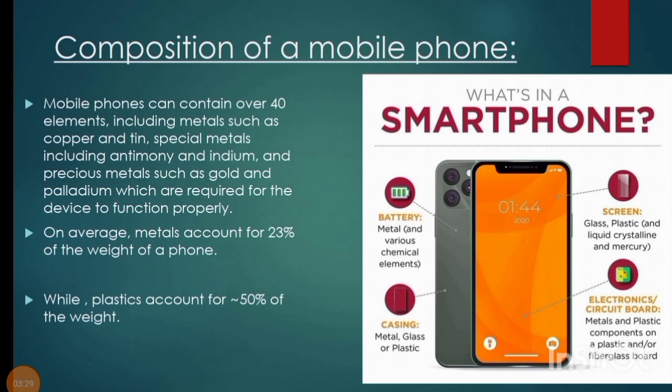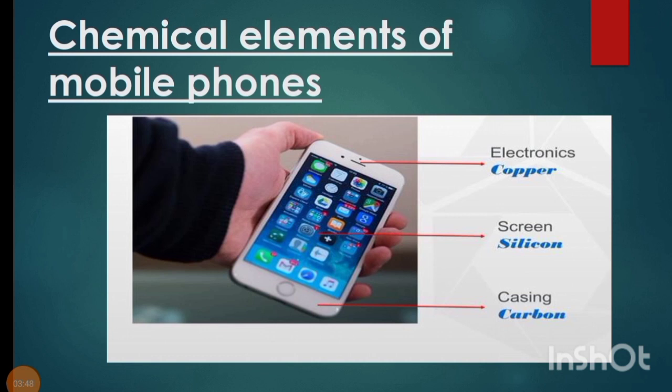In this picture, showing a battery of a mobile phone, chemical elements such as lithium and cobalt are used. For casing, metal, glass or plastic is used. For screen, glass, plastic and liquid crystalline mercury is used, and for electronics of mobile phones, silicon and different metals are used.